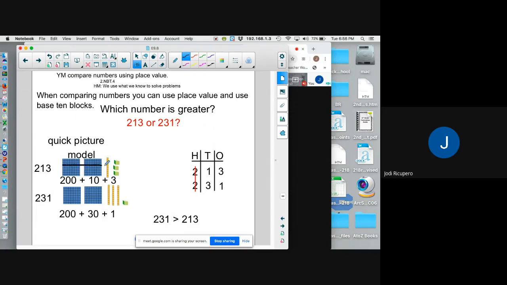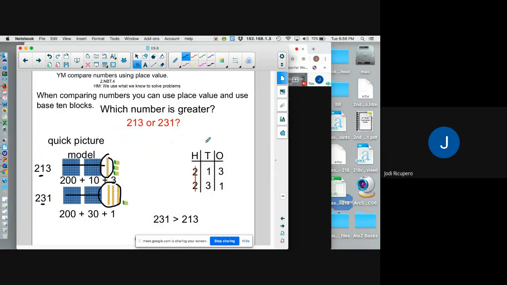So I see both of them have 200. We could cross that out. Now I'm going to the tens. There's only 1 ten here and 3 tens here. So I already know that this one would be greater. 231 is greater than 213.